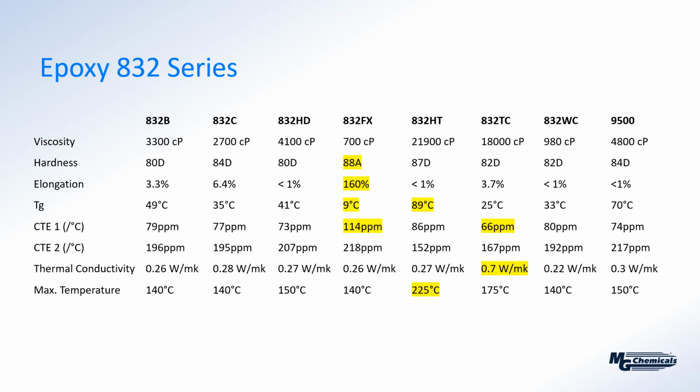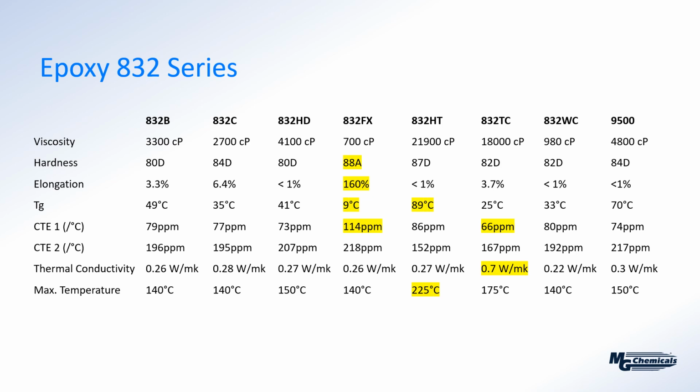The other thing that I want to draw your attention to is the 832TC. TC meaning thermally conductive. So these materials are better at moving heat, which can be important if you have something that generates a lot of heat. You want a material to encapsulate it that draws heat away from that. So the thermally conductive material does that quite well.